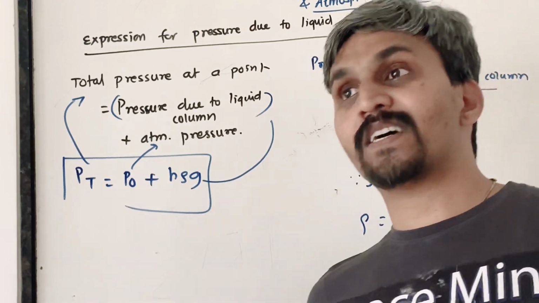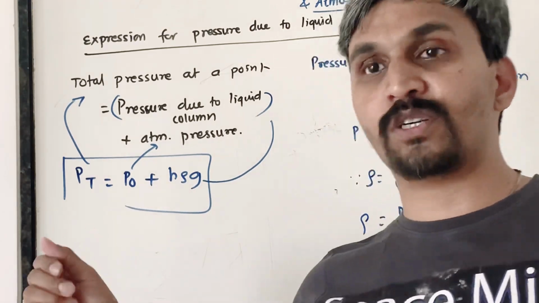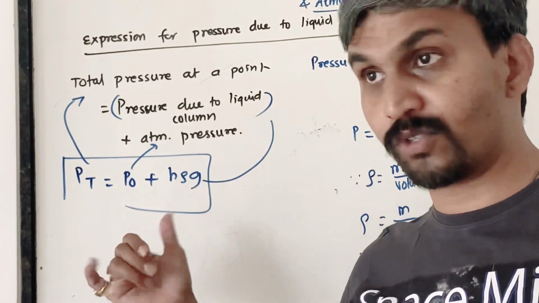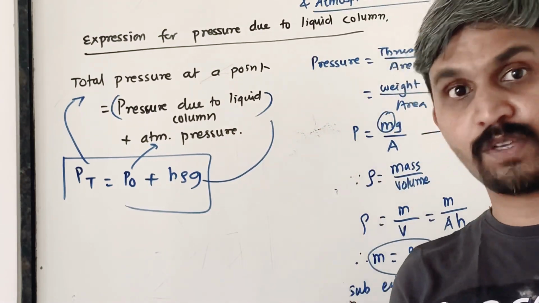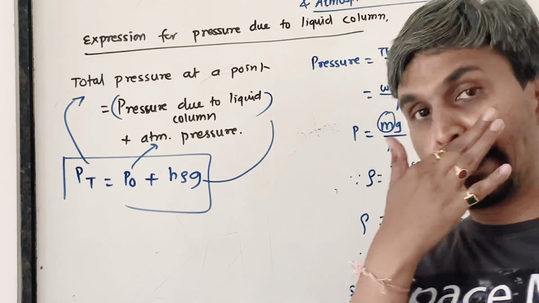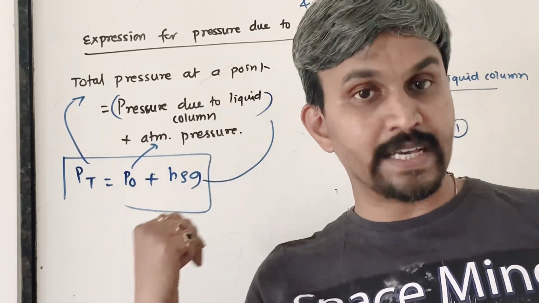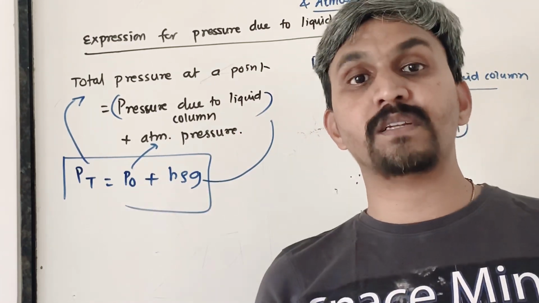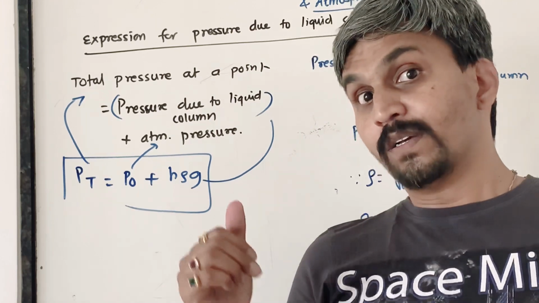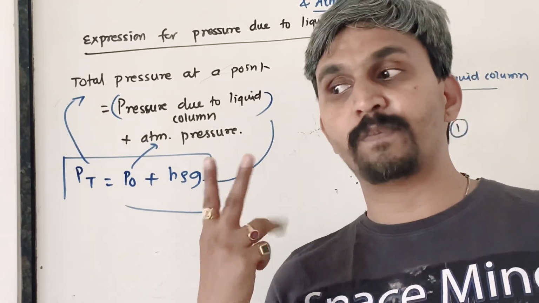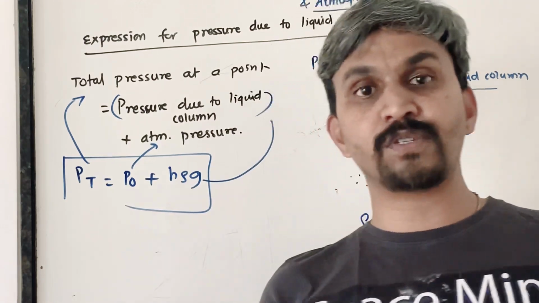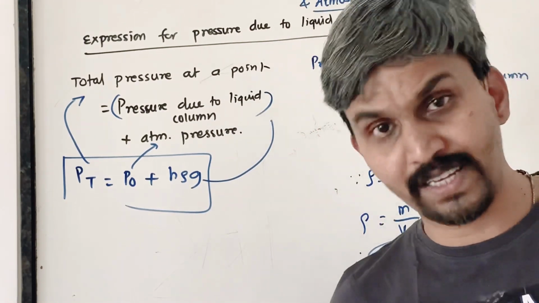Now frequently they are asking factors on which pressure due to liquid column depends. It depends on three factors. One is the depth from the free surface. Second is the density of medium, and third is acceleration due to gravity. Sometimes they can ask the factors on which pressure depends. It depends on two factors. One is magnitude of force, and second is the surface area.